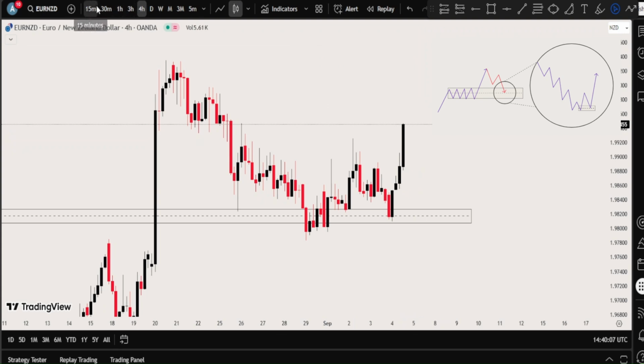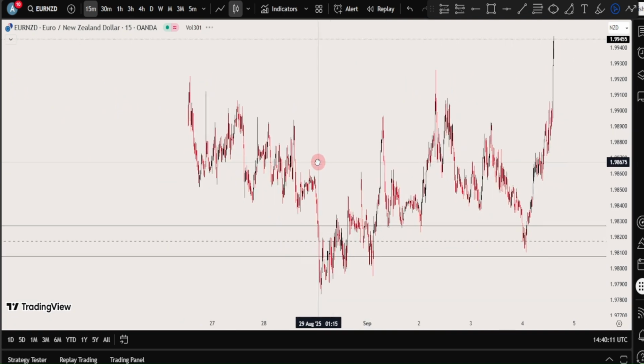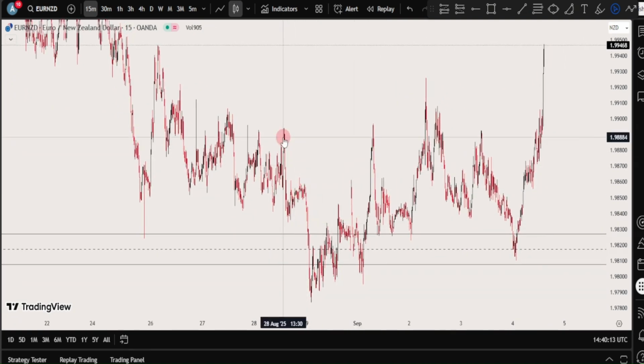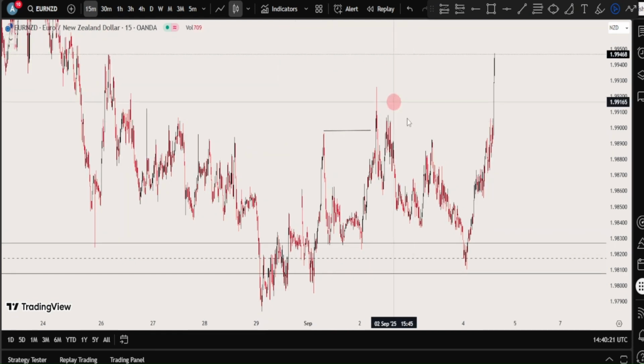So we go down to the 15 minutes and look for change of character. In the 15 minutes, we saw price push up, down, push up, down, and break this high here. You saw price break this high here. So the change of character happened around this place, and we saw price retrace down again. So this was the change of character.